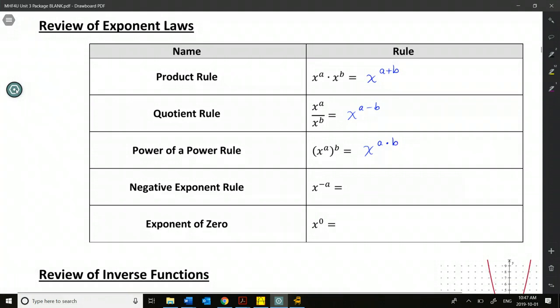We've got the negative exponent rule that says if I have some x to a negative exponent, I can make it positive by moving it to the opposite side of the denominator. So currently here it's in the numerator. If I have the negative and I move that whole base and the exponent into the denominator, I can make it positive. And then there's the exponent of 0 rule, which says that anything to the exponent 0 is equal to 1.